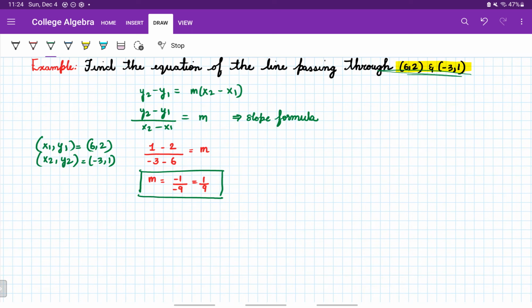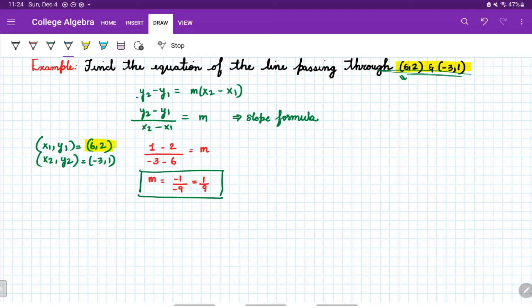This is mainly because these 2 points are kind of hidden in our m, because we're trying to find the slope, and we know that once we know the slope, we will essentially know all the points which this line is going to pass through once we know a point. Okay, so let us find our equation of the line using the first point. So I will use 6 comma 2 first.